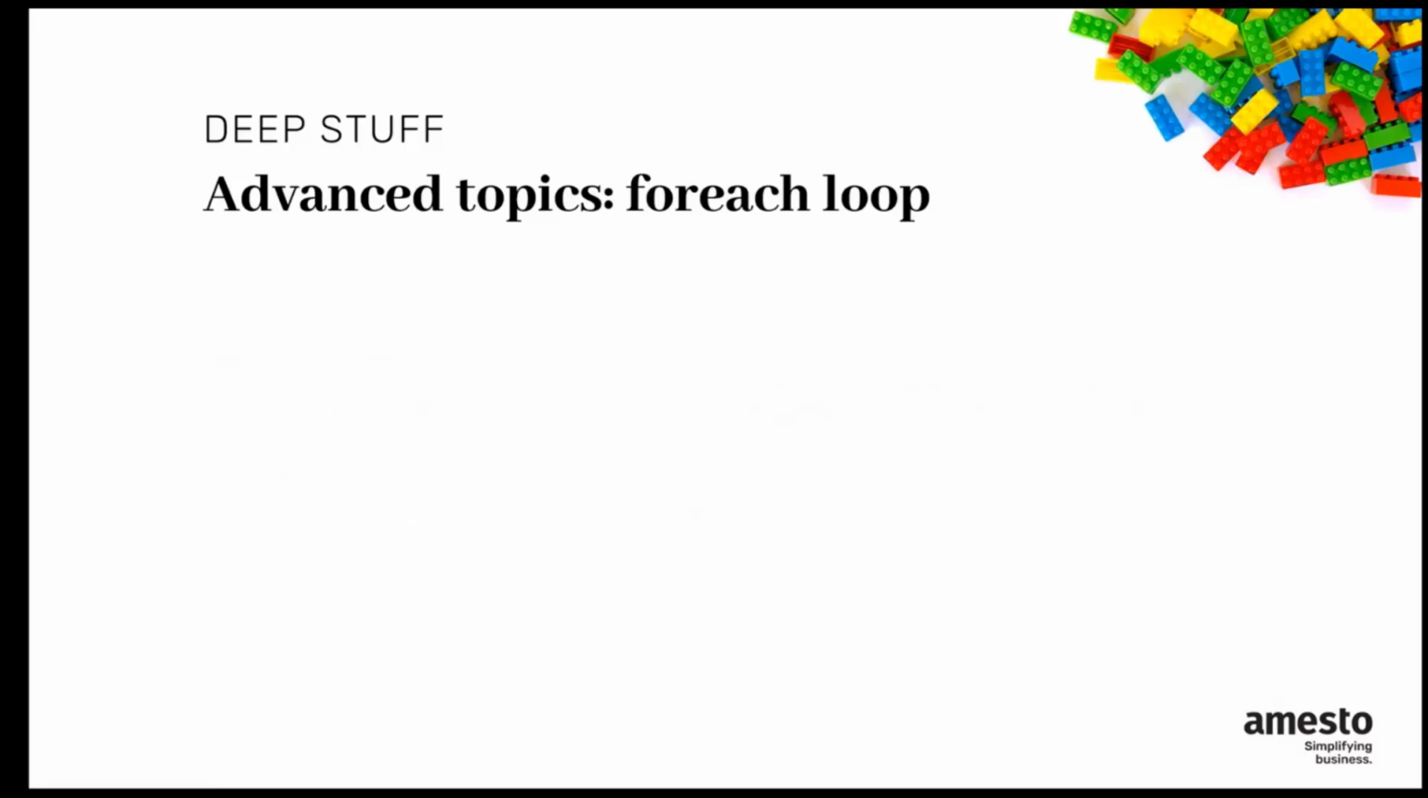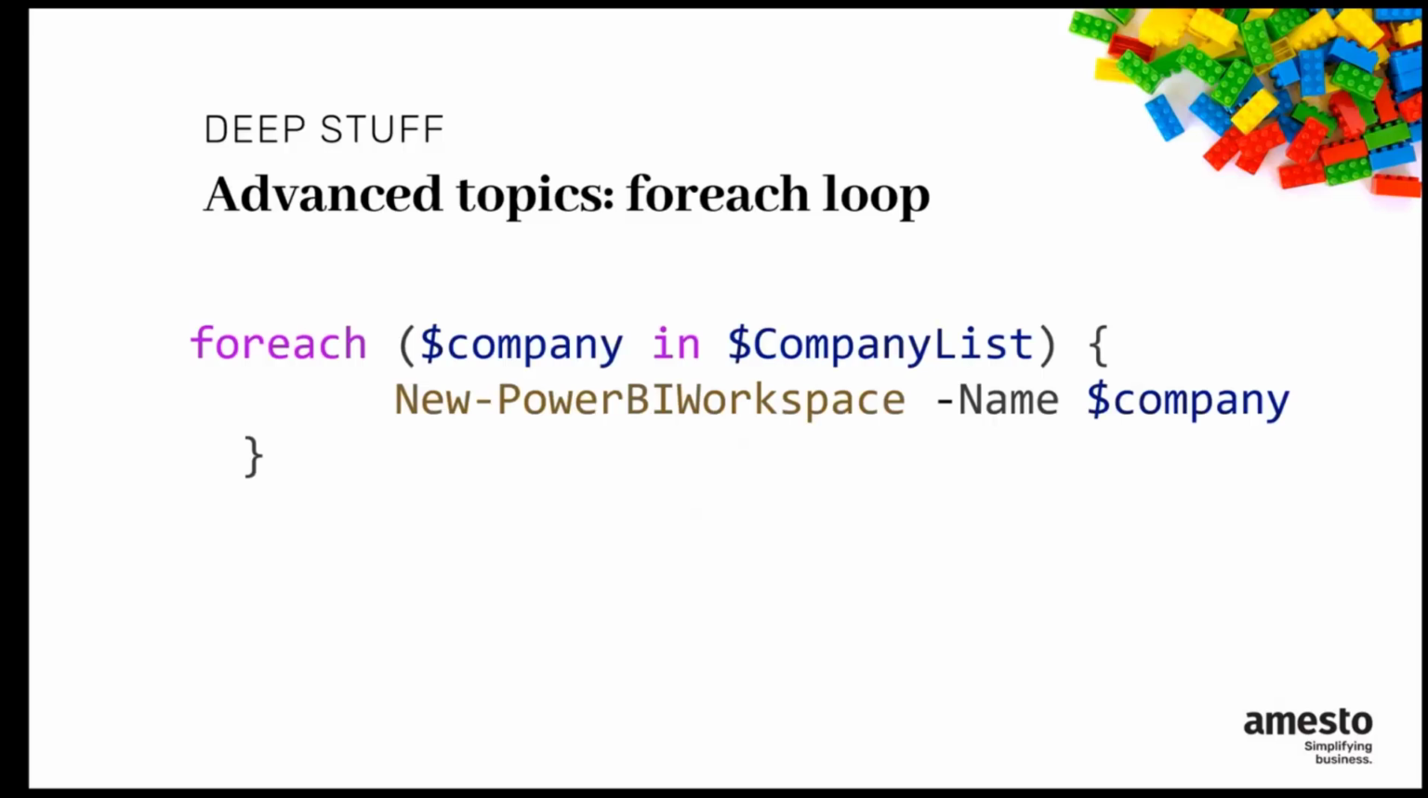The second building block is the for each loop. A loop is a way to repeat a set of commands multiple times. In this case, we want to loop through the list of company names and create a workspace for each company. A for each loop is used to loop through a list of items. The loop will stop when it reaches the end of the list of company names. For example, if the list of company names contains company 1, company 2, company 3, the loop will create a workspace for each of the companies on the list and then stop.